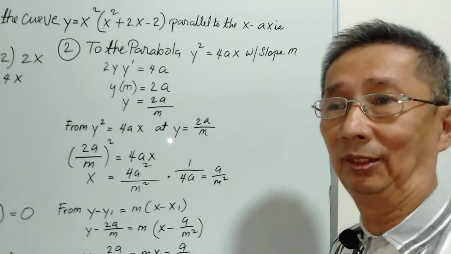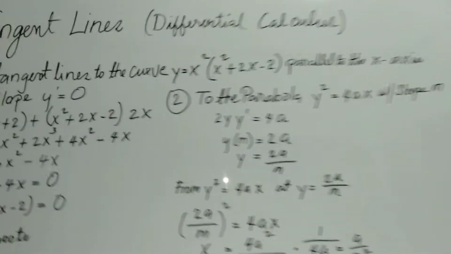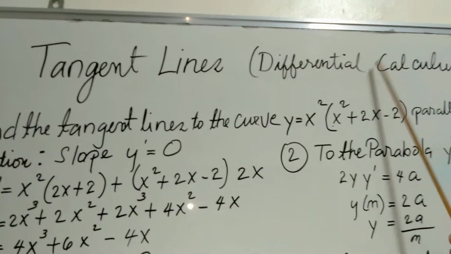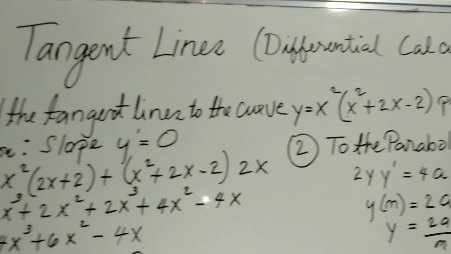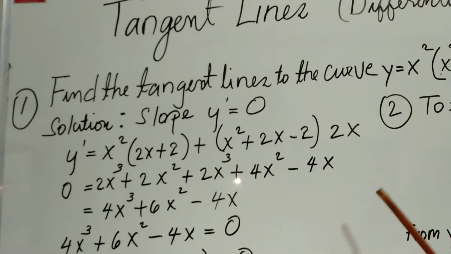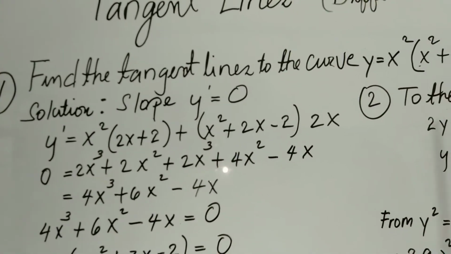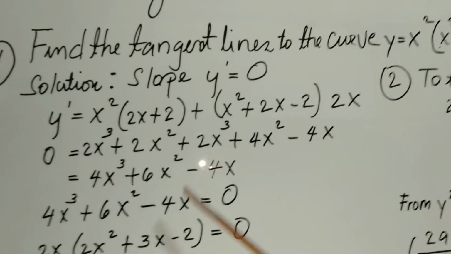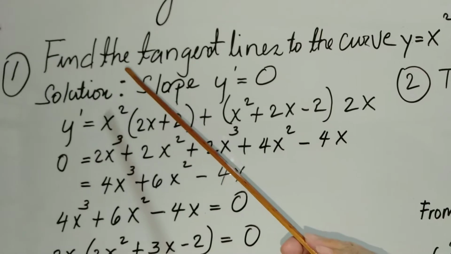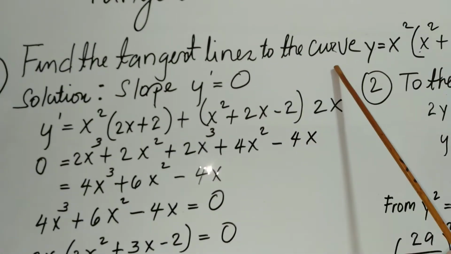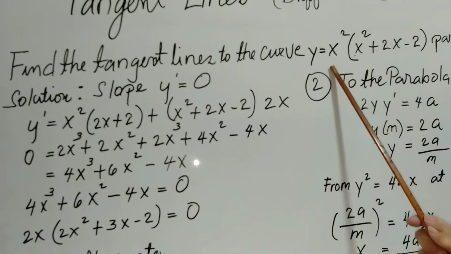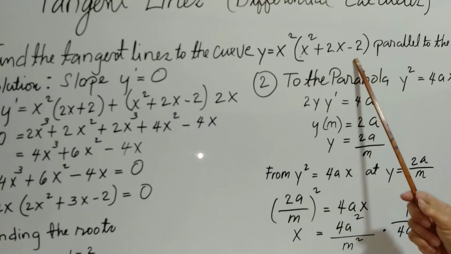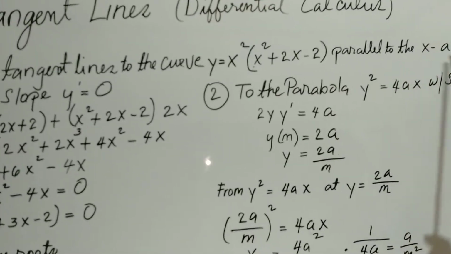Hi, today we're going to study the tangent lines in differential calculus, and we will treat the derivative as a slope. So we have two problems. The first one, we're asked to find the tangent lines to the curve y is equal to x squared times the quantity x squared plus 2x minus 2 that is parallel to the x-axis.